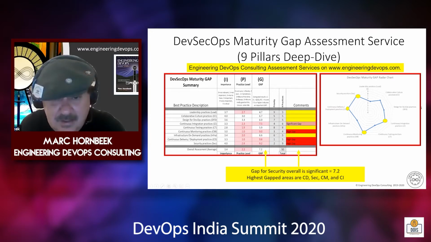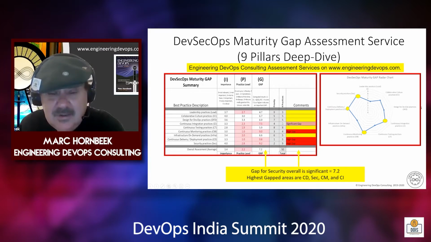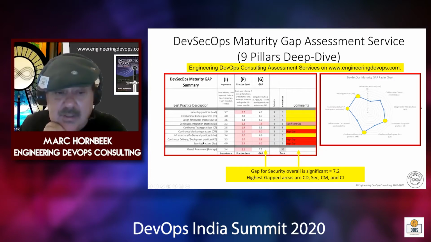In this case, I loaded the tool with 50 practices. Depending on the client, I have different ones I would load, depending on what's important. But the idea is that, by going through this level, and this is a real outcome with an actual client, who I can't name, a large enterprise in the U.S., we found out that the highest gap practice area was the delivery and deployment area. So they were at level 2, trying to become a good level 3.